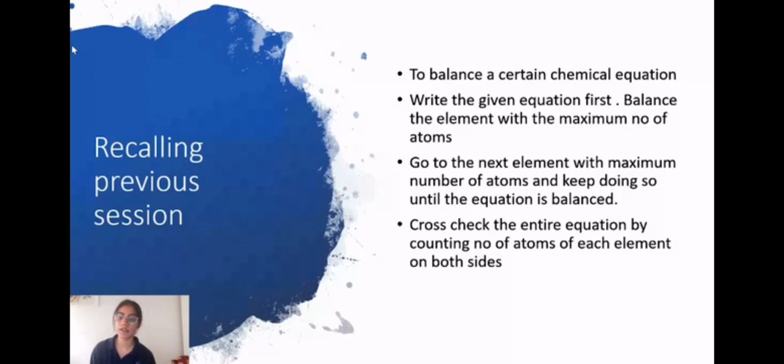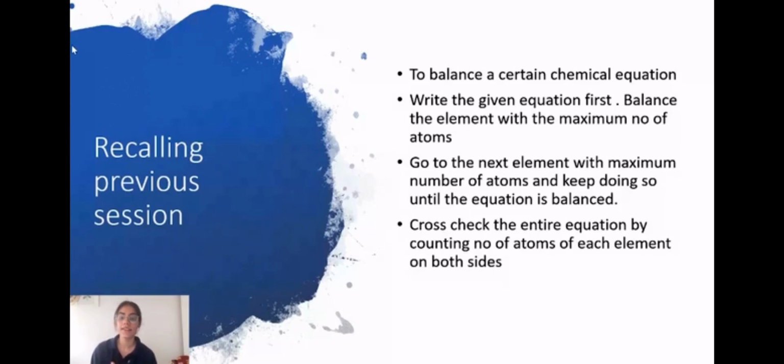The last step includes cross-checking the entire equation by counting the number of atoms of each element on both sides, that is on the reactant side and on the product side. This will then complete the balancing of our chemical equation. This is what we studied in our previous session.